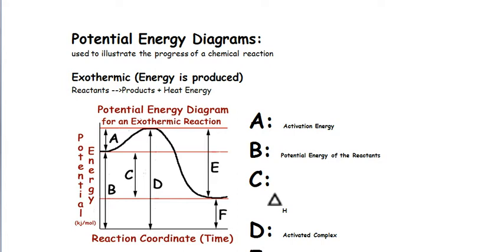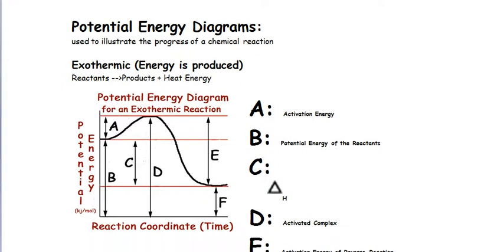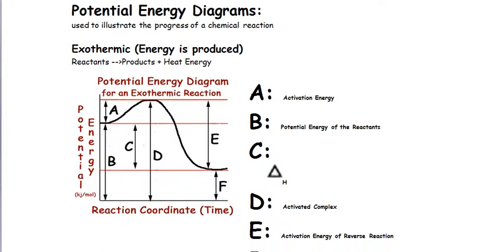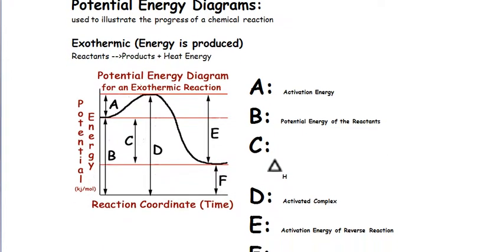So to start off, let's look at the exothermic. In an exothermic reaction, we know that energy is going to be produced, so you have a net gain of energy at the end of the reaction. So let's just go through the anatomy, we could say, of an energy diagram for an exothermic reaction.